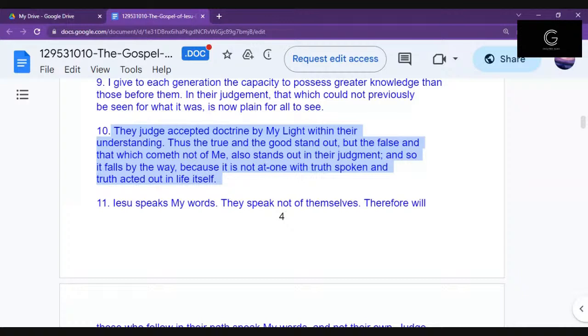They judge accepted doctrine by my light within their understanding. Thus the truth and the good stand out. But the false and that which cometh not of me also stands out in their judgment. It do. And so it falls by the way. Because it is not at one with truth spoken and truth acted out in life itself.